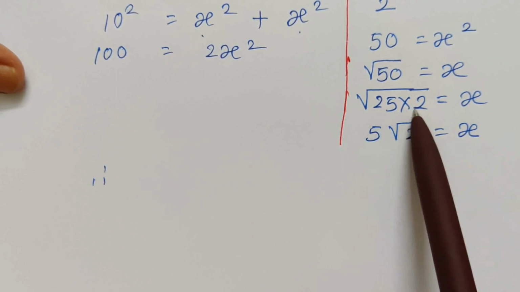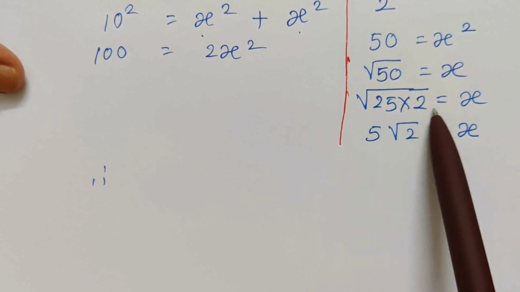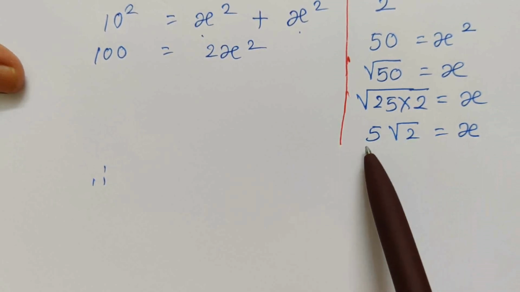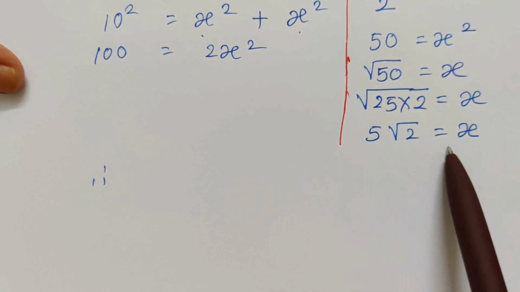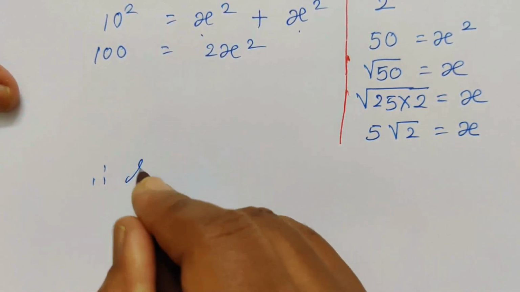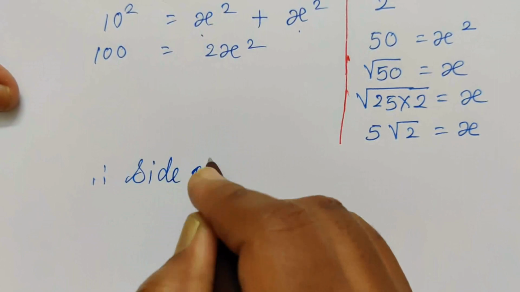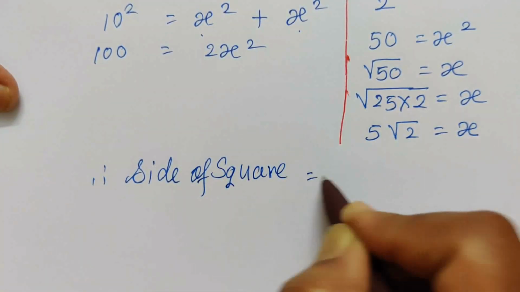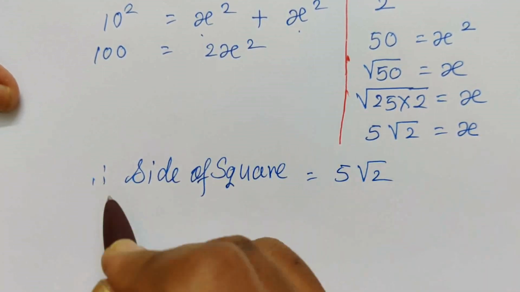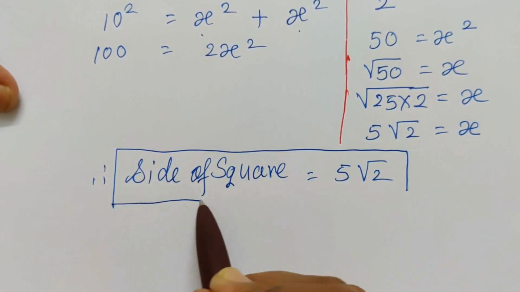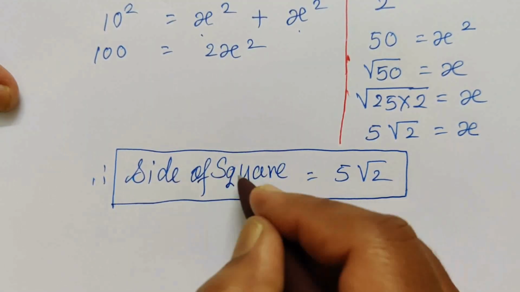That means this method we are following. 25 multiplied by 2 is equal to x. All these steps I am showing you, you can avoid. Square root of 25 is 5, root 2 is equal to x. So here you can highlight the first answer: side of a square is equal to 5 root 2.